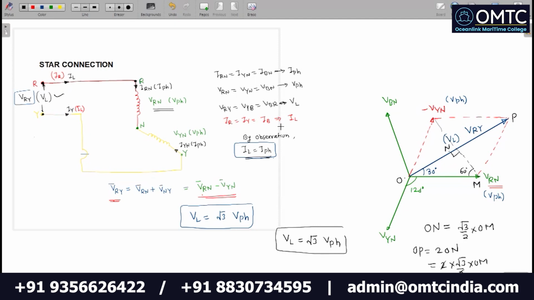So in star connection, line current is equal to phase current, and line voltage is equal to root 3 times phase voltage. Okay, so whenever you are solving any numerical based upon star connection, you have to remember these two formulae.